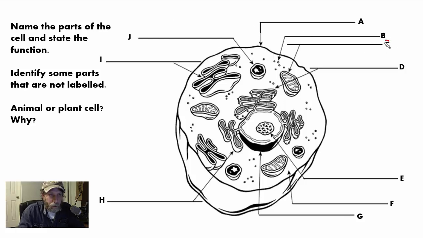Moving on to part C. It's a rod-shaped organelle with these lines that are perpendicular to the length. There's one there, there's one there, there's one there. Mitochondria. One would be a mitochondrion, more than one are mitochondria. They produce energy for the cell. They're used in cellular respiration.